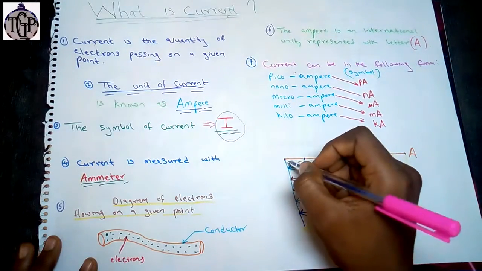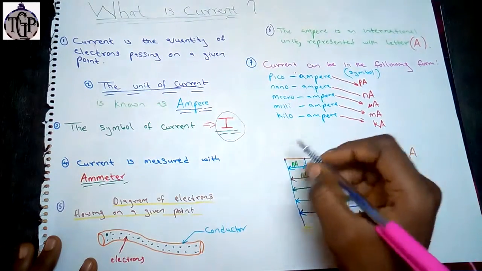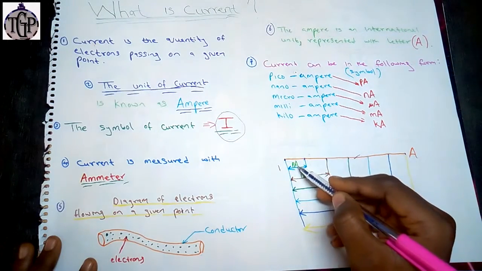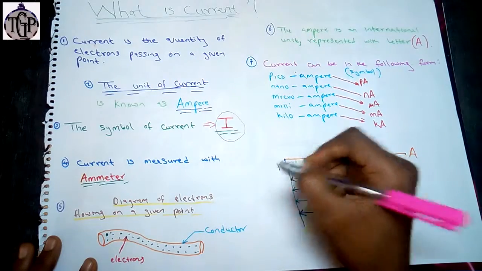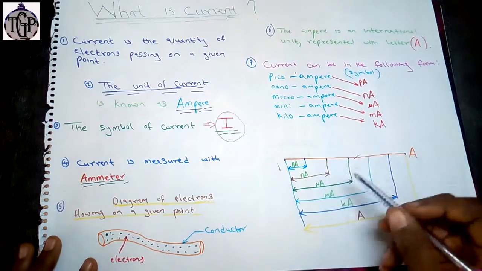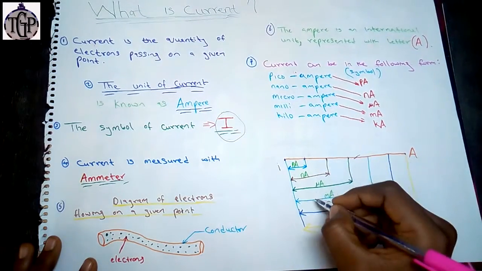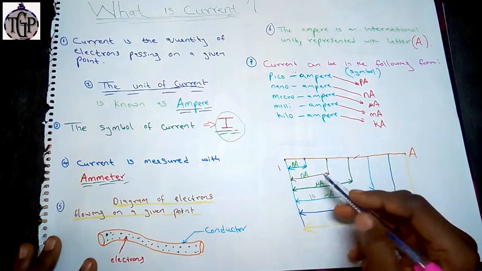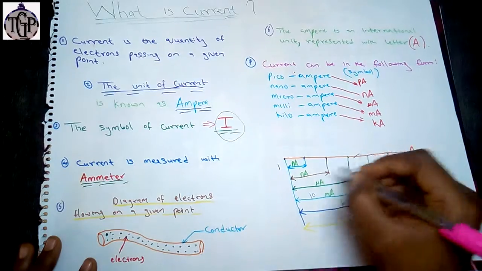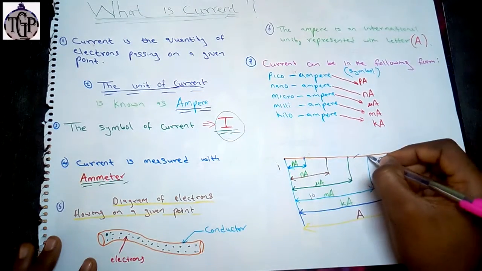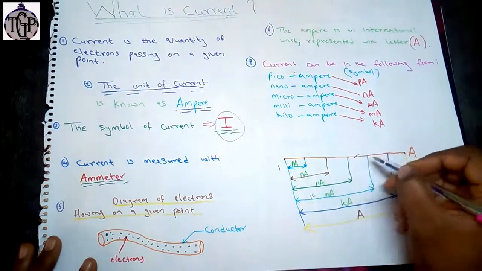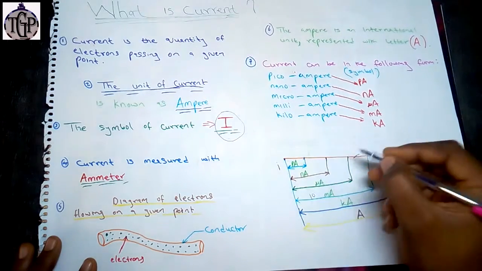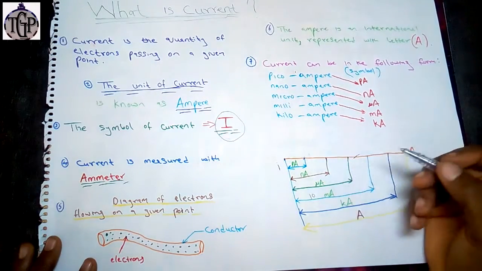In case from here to here, you may have what we call 1 picoamps, which is a smaller current passing from this point to here. Or from this point, you have something like 10 milliamps, which means the current passing from this point to this point is greater than the current that is passing from this point to this point.